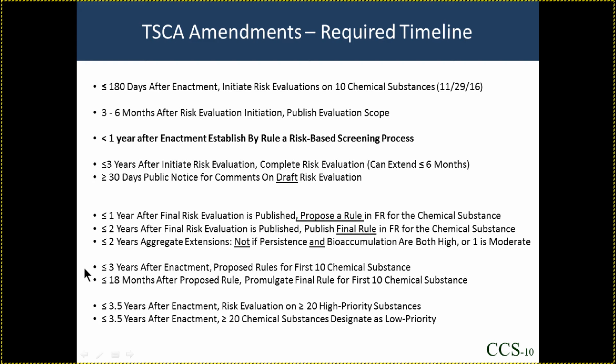The next to last set of bullets there, these first 10 chemicals, the proposed rules have to be completed within 3 years, and then of course they have 18 months to promulgate the final rule on those. So as you can see here, there's quite a bit of time from November 29th, when they listed these chemicals, until that final rule for each of those 10 chemicals is promulgated. And it'll be interesting to see how this is handled with budget changes under the new administration, etc.